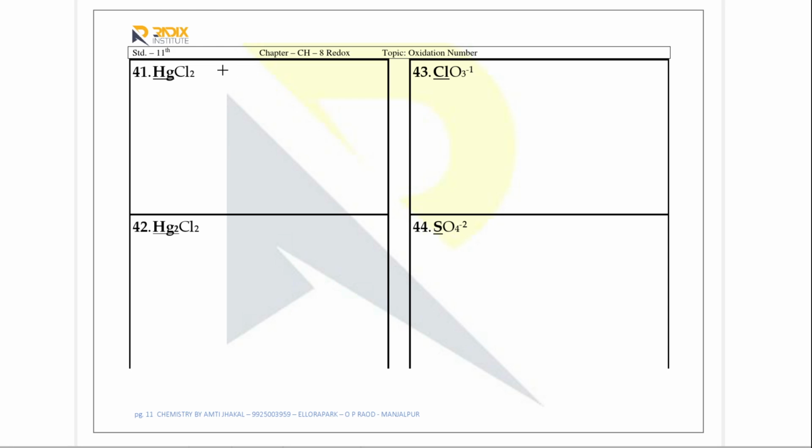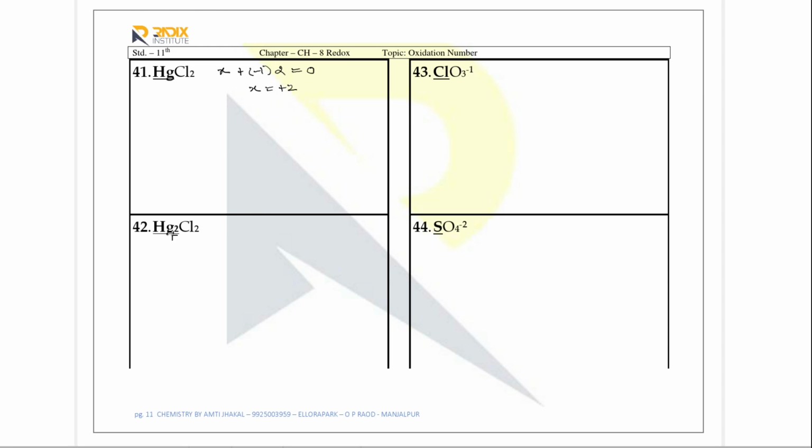Okay, see here, mercury oxidation number to be calculated, that is X. Chlorine oxidation number minus 1 into 2 is equal to 0. So, X is equal to plus 2. So, here mercury is in plus 2 oxidation state.